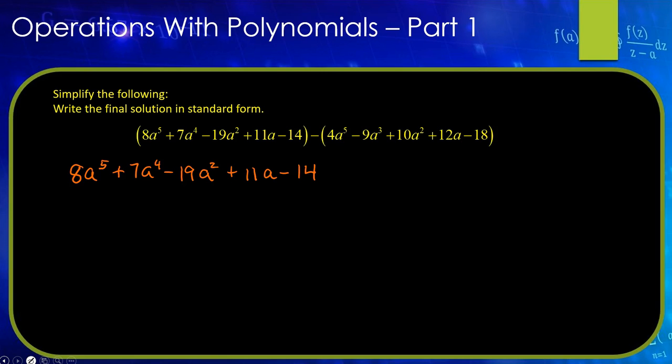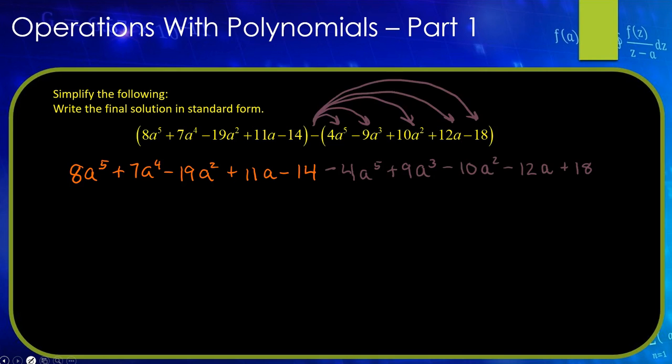In the second grouping, I do have that subtraction sign attached to it. So that has to be distributed. And when I distribute it, I end up with minus 4a to the fifth plus 9a cubed minus 10a squared minus 12a plus 18.